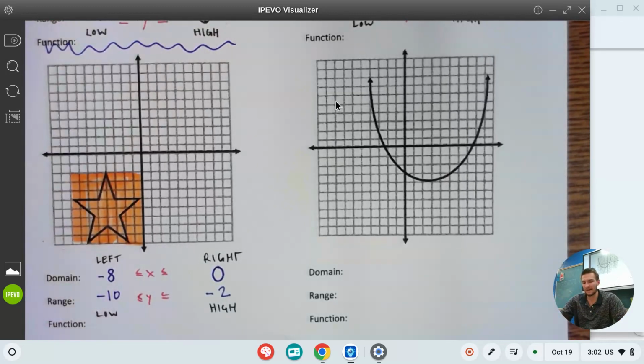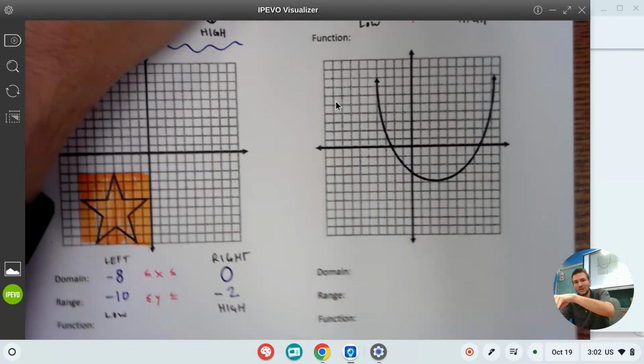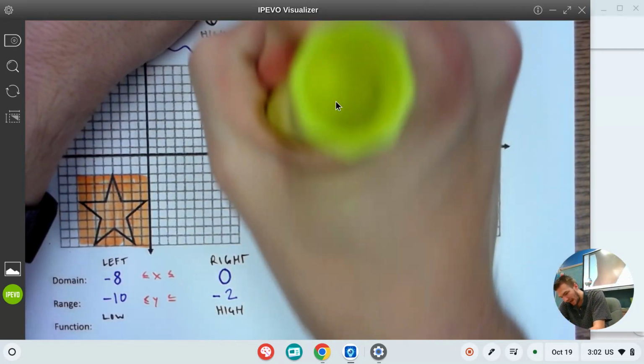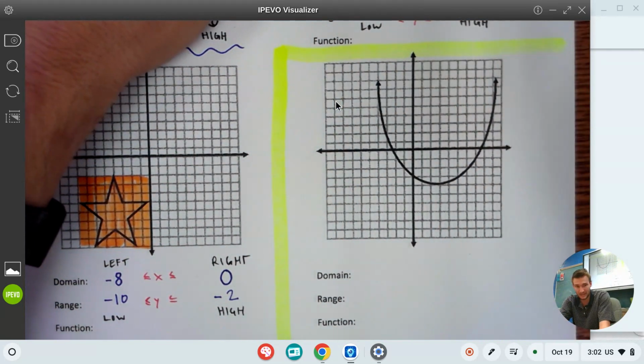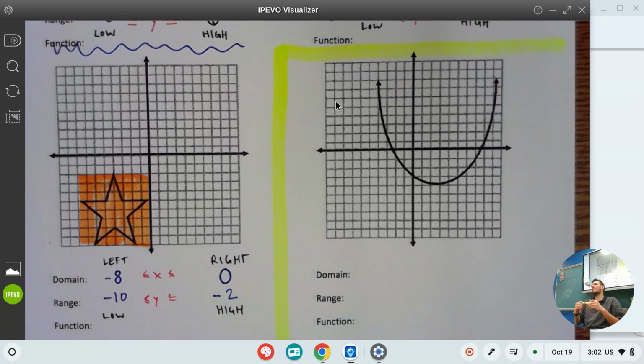And here's what I got for you. We have a U-shaped graph. I'm going to take my highlighter, and I'm going to put a highlight around this U-shaped graph. When it comes to domain and range, guaranteed on the SOL test for Algebra 1, on the SOL test for Algebra 2, U-shaped graphs are huge. U-shaped graphs are very important.